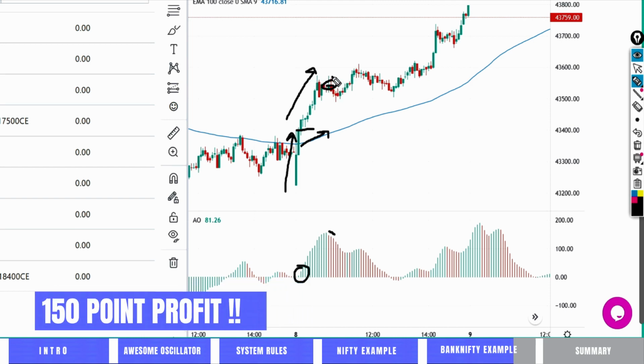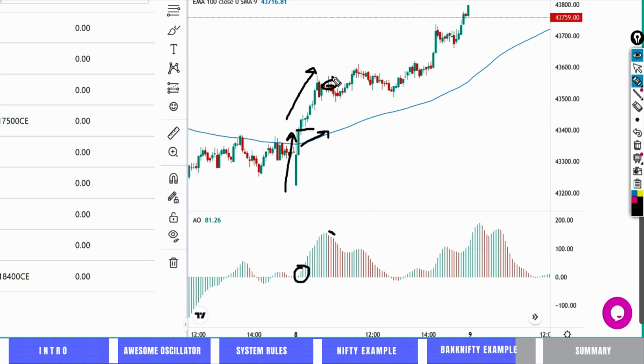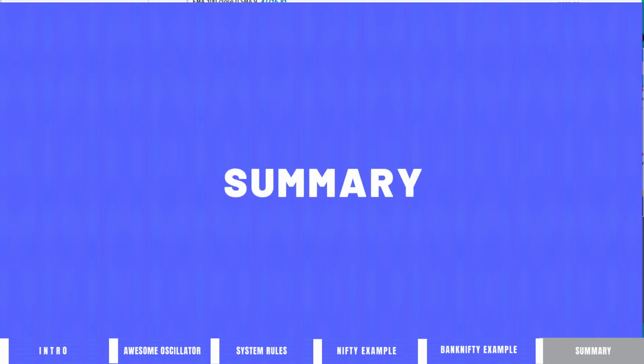So a profit of almost 150 points in Bank Nifty in a matter of only 1 hour. And as we can see here, we were able to do this because firstly, the moving average was pointing upwards. Secondly, the stock had just broken the moving average, and at the same time the Awesome Oscillator had also become more than zero. So since everything came together, that is when we can take the entry and make some profits.